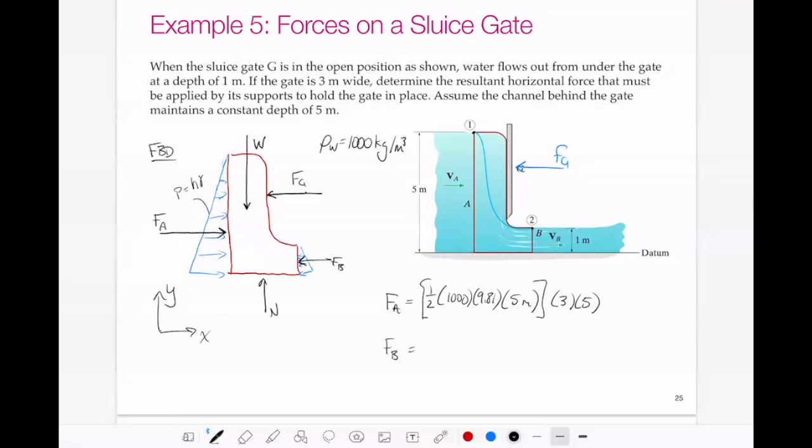We do the same thing for FB: 1/2 times 1,000 times 9.81 times 1 times 1 times 5. If we wanted to find moments, then we would need to know where the force at A is located, and that would be 1/3 of the distance from the bottom. But since we're just summing the forces in the x direction, we don't care where Fa is acting, we just care which direction. And it's acting in the horizontal direction. So these are the quantities for our forces.